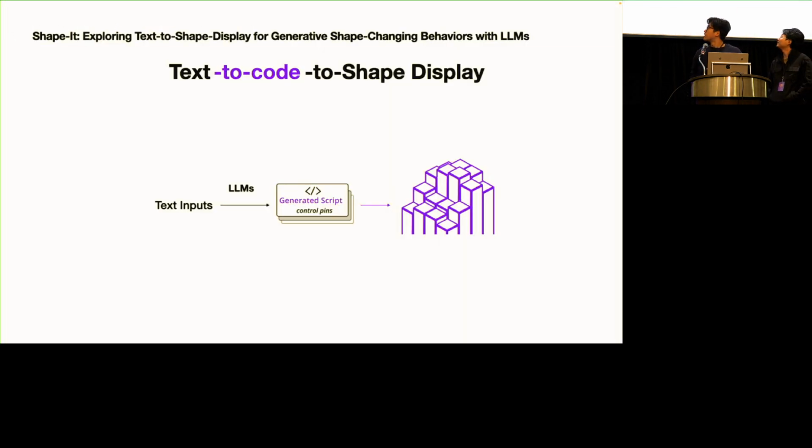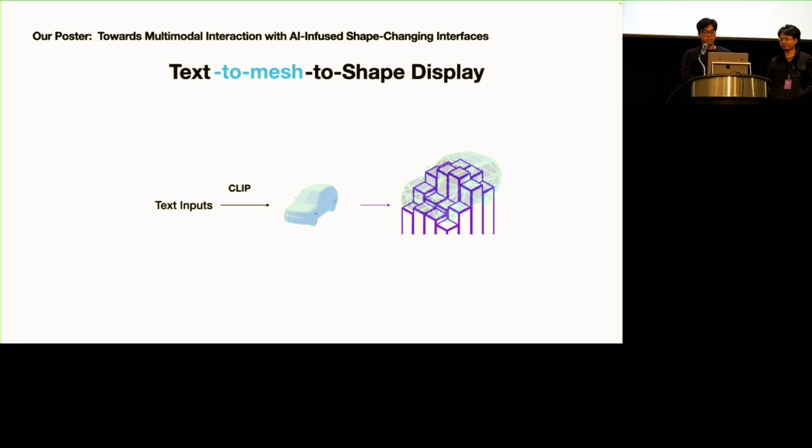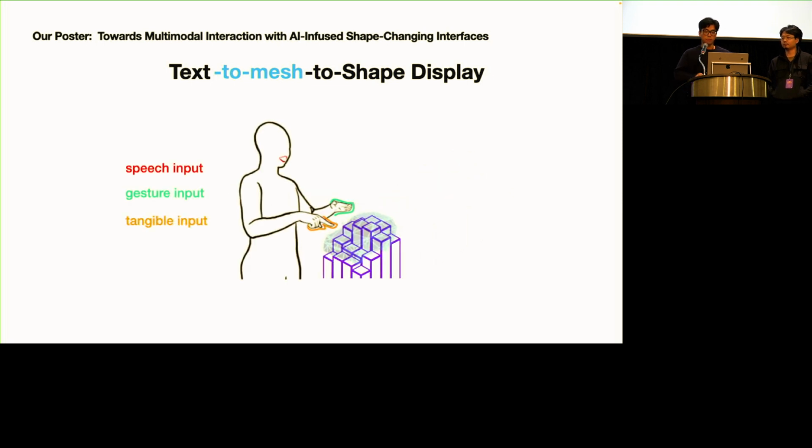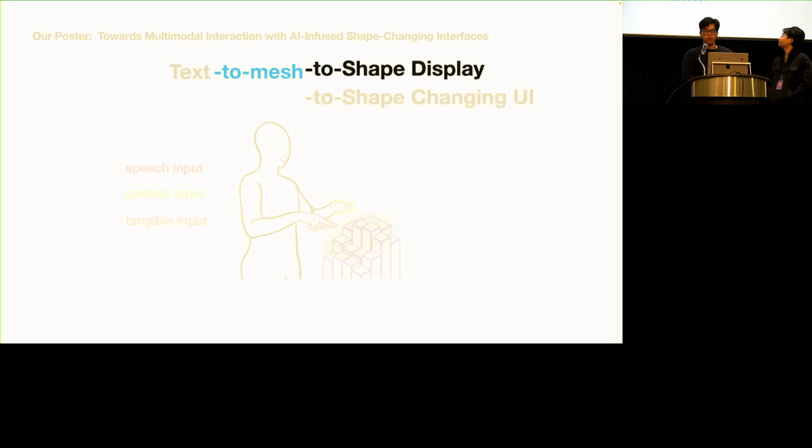So in ShapeIt, we used LLMs to understand human intent from text inputs, enabling real-time authoring of shape display. Alternatively, in our poster paper work, we explore a text-to-mesh method using CLIP, where we enable users to use speech to create a 3D mesh, which can be rendered in real time on the shape display. We also integrated speech, tangible, and gesture processing pipelines to cater to more user interactions.